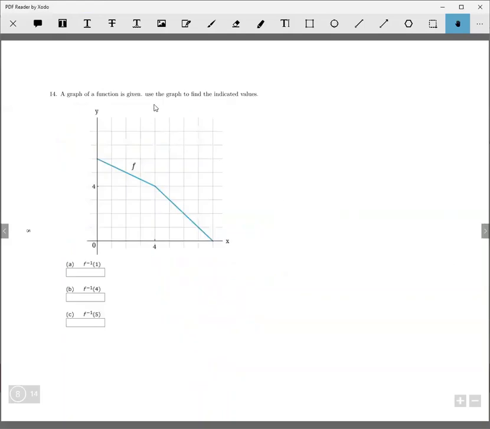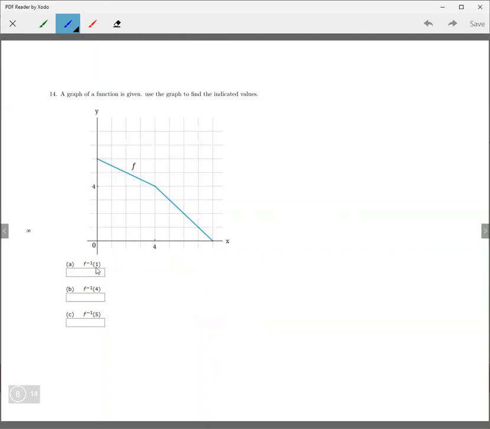Okay, let's look at number 14. This is F. So when you see these graphs, it's important to recognize that this is the graph of F, because sometimes they can be tricky and give you the graph of y equals F inverse of X.